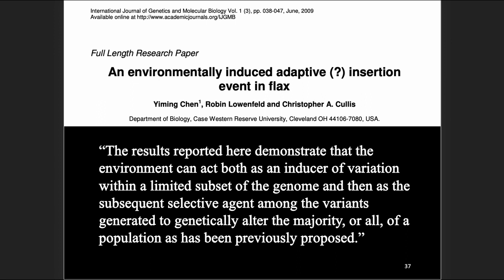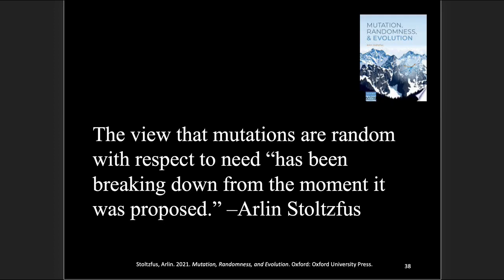Continuing, the results reported here demonstrate that the environment can act both as an inducer of variation within a limited subset of the genome and then as the subsequent selective agent among the variants generated to genetically alter the majority or all of a population, as has been previously proposed. So these are a few examples from the literature of how this prediction has failed. As one commentator recently put it, the view that mutations are random with respect to need, quote, has been breaking down from the moment it was proposed. So yes, actually these sorts of evidences do go back a ways.